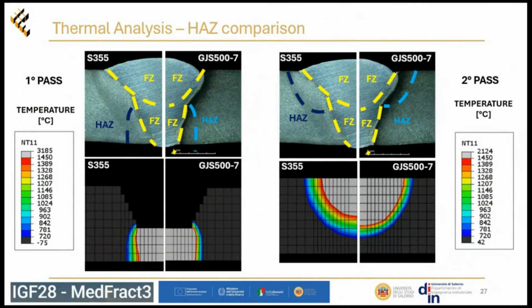After, we wanted to perform another validation, we made a comparison between the size and the shape of the zones in the joint with the numerical one. To do this, we compared the macrography and the numerical model, and we can see we have had the same shape and more or less the same size of the zones in the joint for both of the two passes.